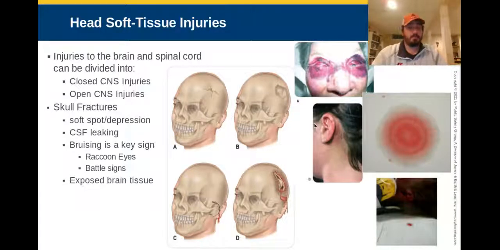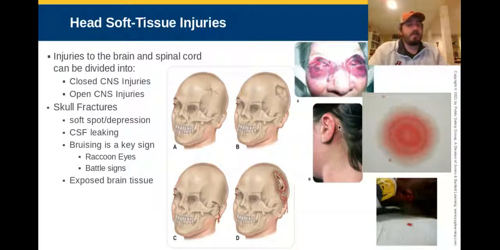Okay, so bruising, or ecchymosis, could be another sign. We have raccoon eyes, right? If you've ever seen somebody get a black eye, a hockey player, a boxer, it doesn't always mean they have a skull fracture, but it is a good sign, especially this patient up here. You can see this really dark bruising. Obviously, a skull fracture, probably up in the orbitals or someplace up near the nose.